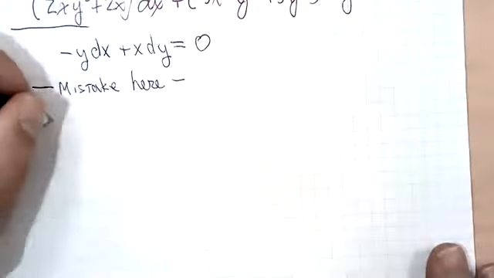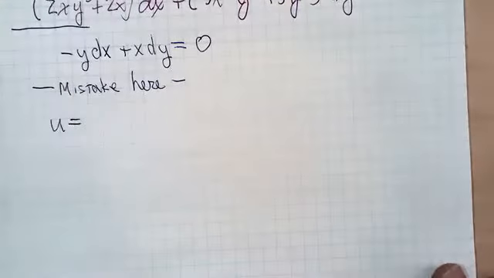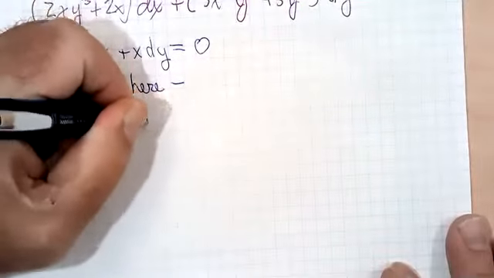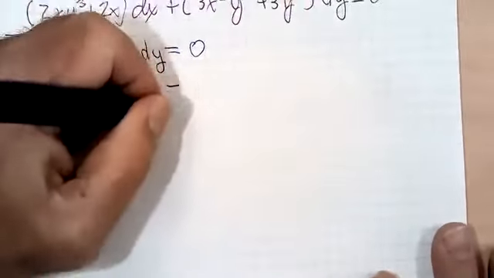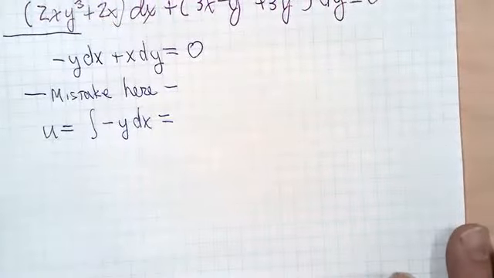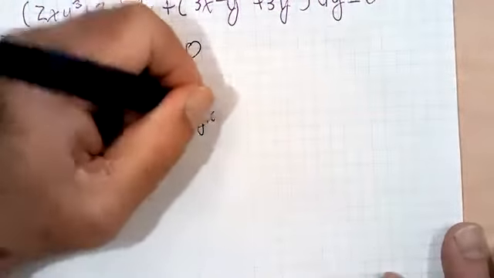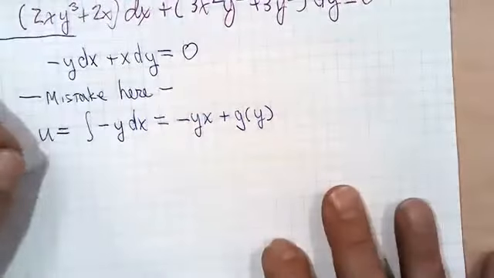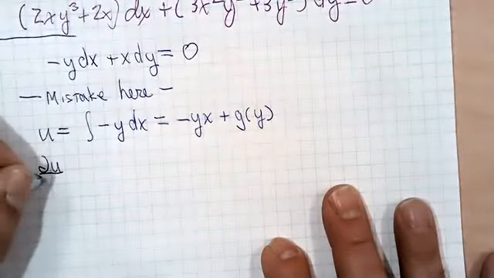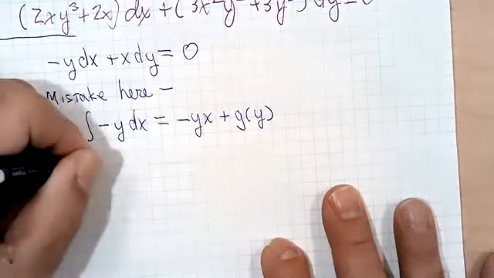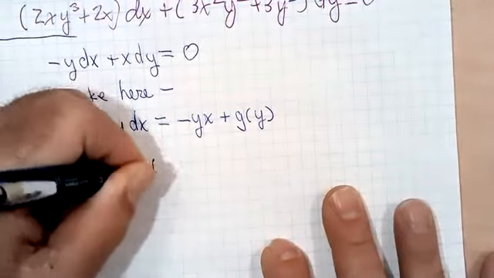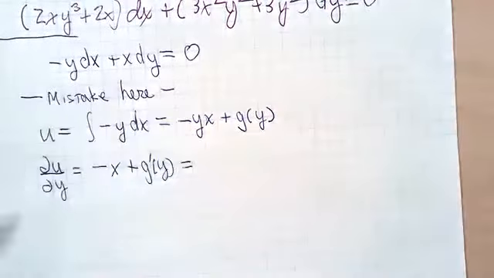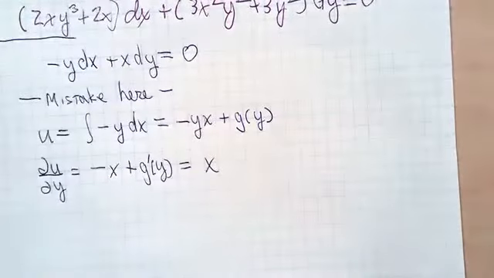And I'll say, all right, U is equal to, let's see, the antiderivative of minus y with respect to x. And this is equal to minus yx plus possibly terms involving only y's and constants. Then the partial of U with respect to y is minus x plus g prime of y, and I match that up to the other term, equals x.